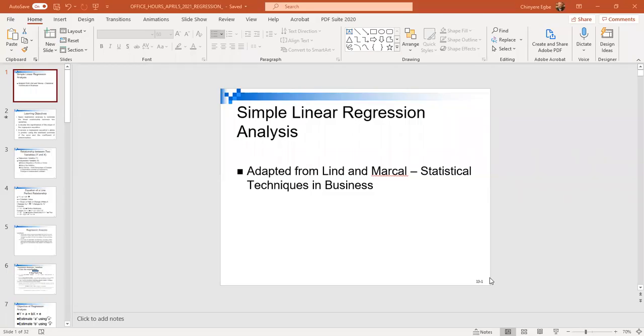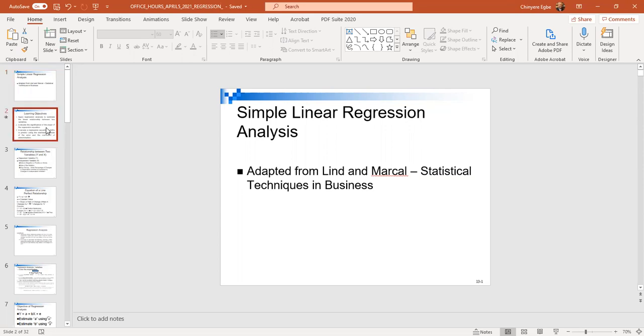Okay, you see my screen that says simple linear regression? Yes. Okay, so like I said, the way you can solve that problem is to first of all estimate a simple linear regression line. So we're going to talk about simple linear regression, and then we're going to apply it to that problem.